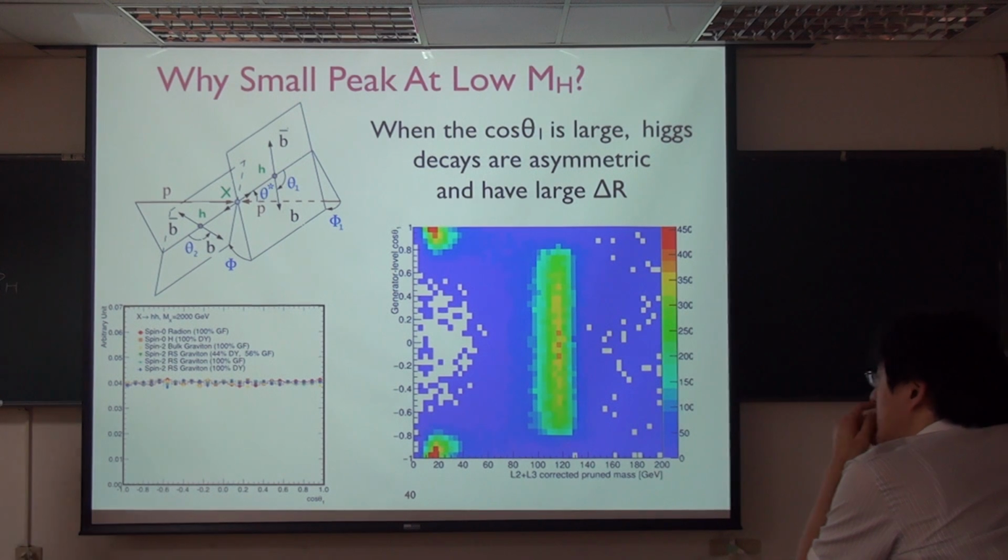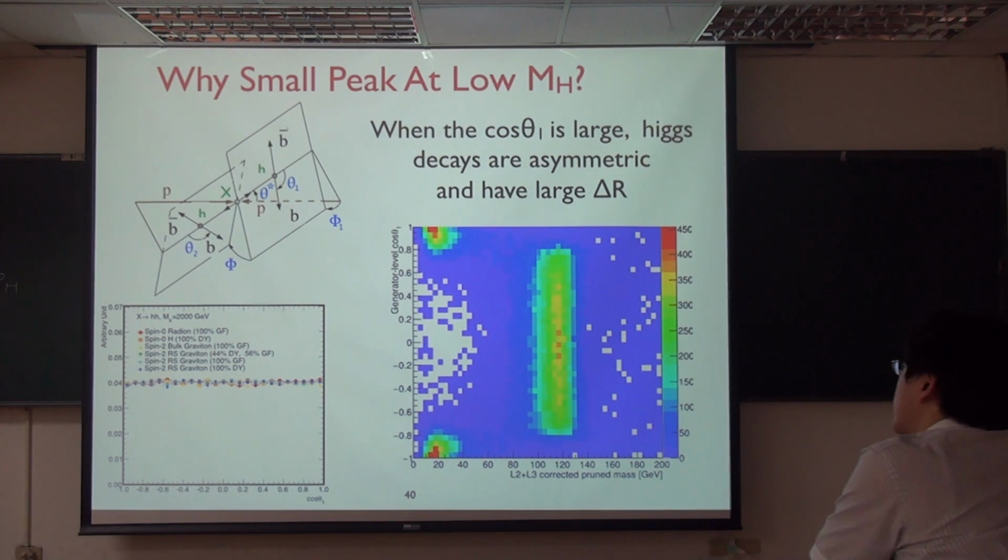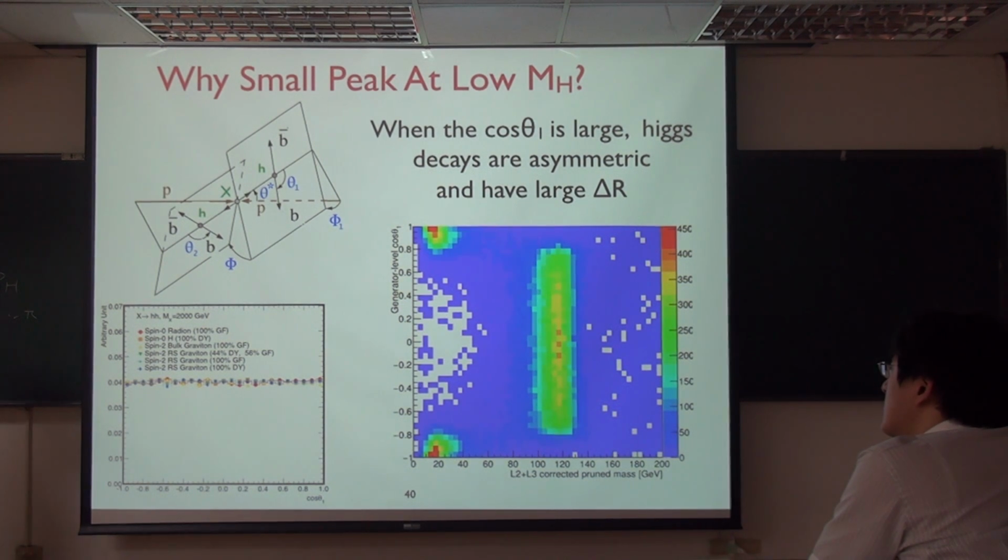So here I show that when theta 1 is equal to 0 or pi, meaning the two b quarks decay in very forward directions, once you boost the Higgs back to the lab frame, the momentum will be shared very asymmetrically between the two b quarks. One quark will have very small momentum, and the other will have very large momentum. In our pruning algorithm, it tends to remove this kind of signal, if you have a very asymmetric momentum case.